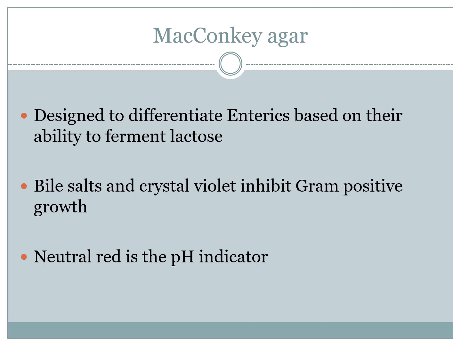MacConkey agar is designed to differentiate those enterics based on their ability to ferment lactose. Organisms that grow on MacConkey agar that are lactose positive will turn pink, and organisms that are lactose negative will be colorless. There are bile salts and crystal violet that actually inhibit the growth of gram-positive organisms on this media. The pH indicator in this media is called neutral red, and that's what allows our organisms to be pink if they are lactose fermenters.